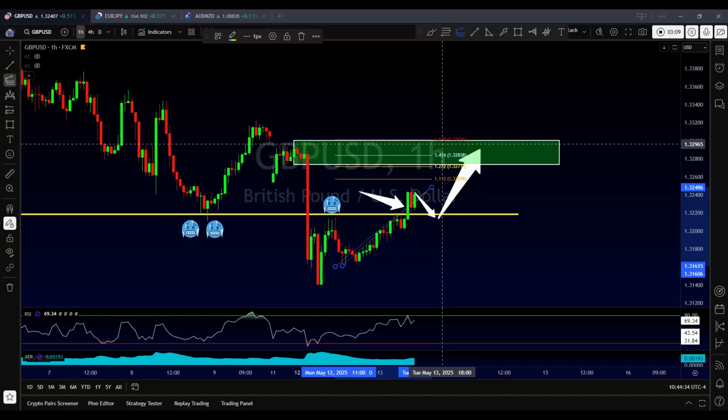I don't think you're going to be able to get an entry here on the hourly, but more important, a lesson in price action and structured trading.